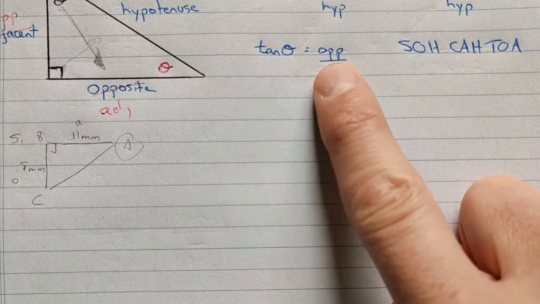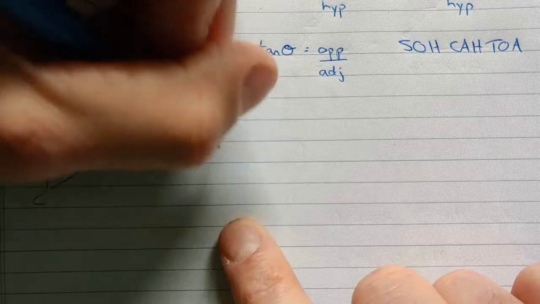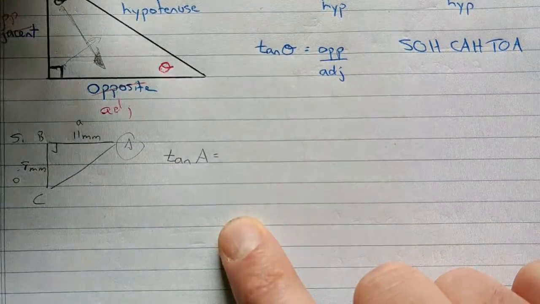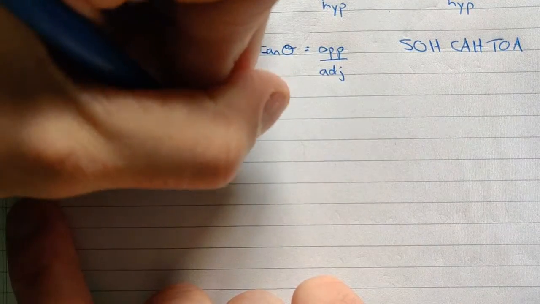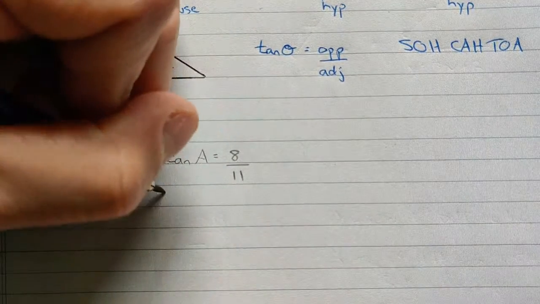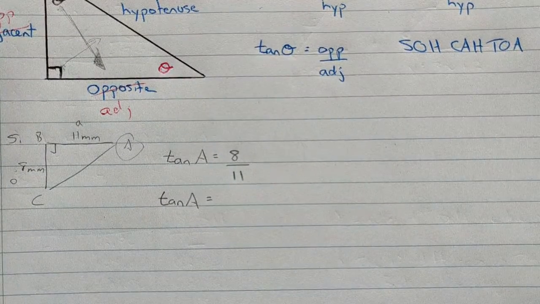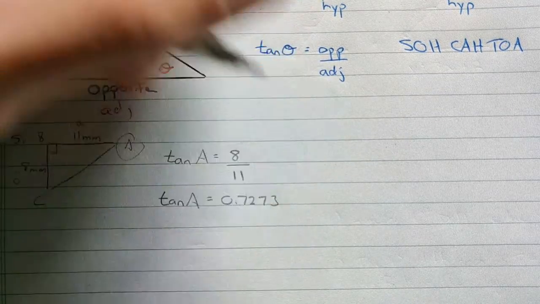Okay, the tan ratio there is opposite over adjacent. So we have the tan of the angle, which is labeled A in this case, equals the opposite side, which is 8, over the adjacent side, which is 11. And so when we simplify that fraction down to a decimal, we do 8 divided by 11, and we get 0.7273 when we round it.